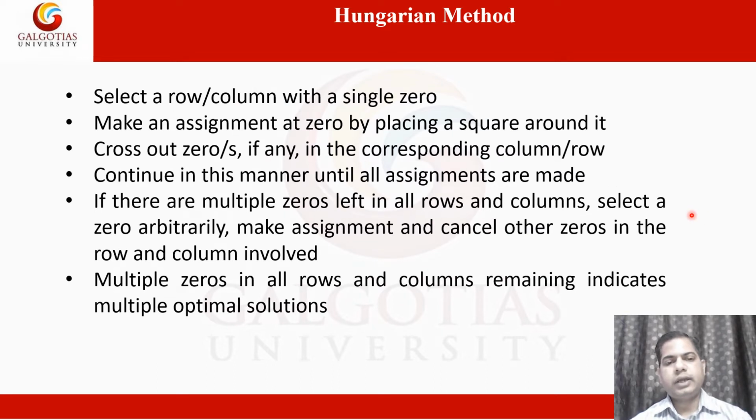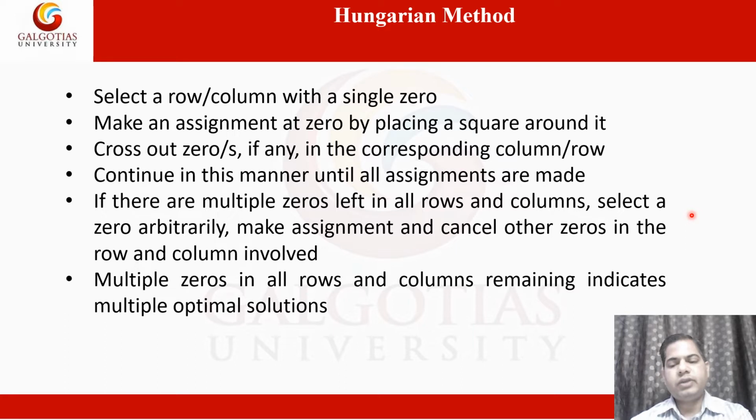So in this Hungarian method, how do we make the assignments? We select a row with a single zero. Either we will find a single row or a single column in which there is only a single zero. If there are two zeros, we will leave it and go to the next row.